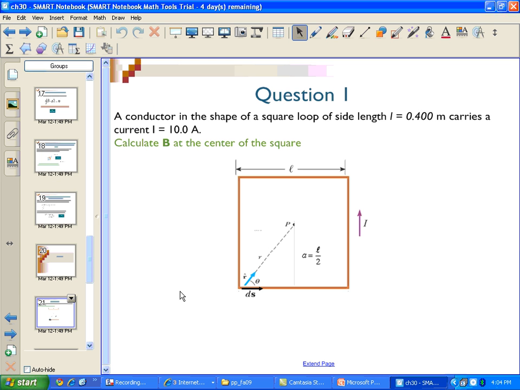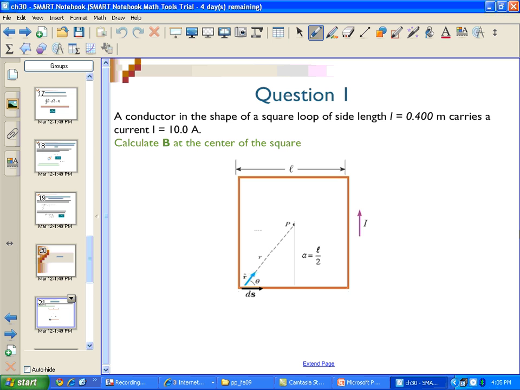Here, we are given a conductor in the shape of a square loop. Each side has a length of 0.4 meters and carries a current of 10 amps. We are asked to calculate the magnetic field at the center of the square.